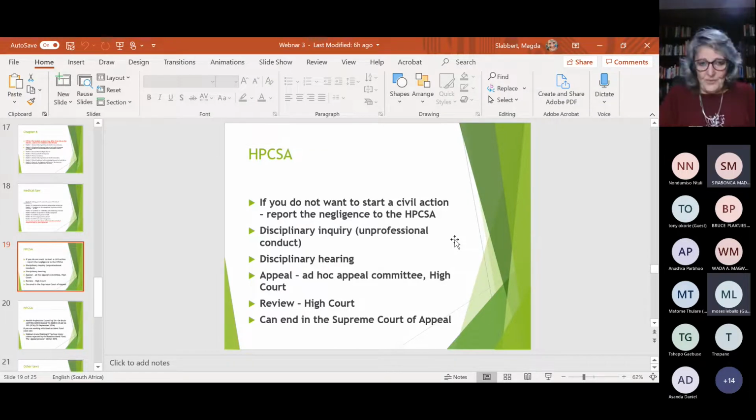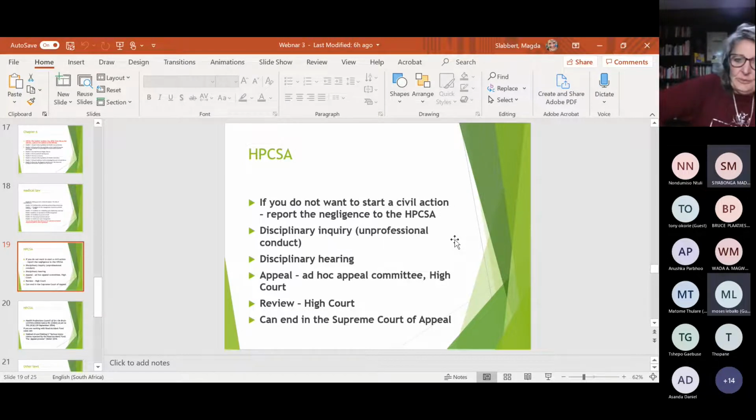So you will write a report of what happened, what the doctor did, and that you feel he or she acted unprofessionally. That will not cost you a cent. So you will send the report to the HPCSA, and it is compulsory for them to investigate.